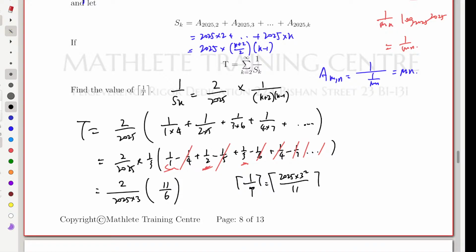Here, I'll just keep the calculation. 2025 times 9 equals 18225. Then you divide by 11 here, you get roughly 1656 point something. So it's 1657 when you round here.